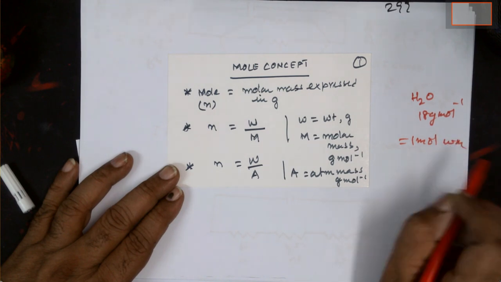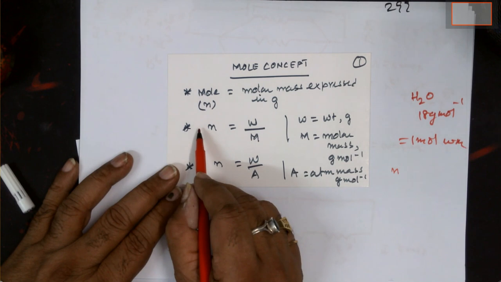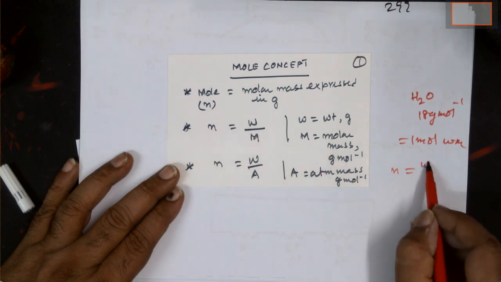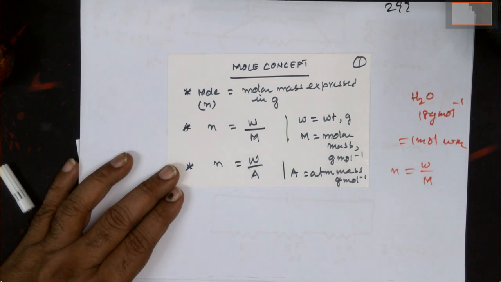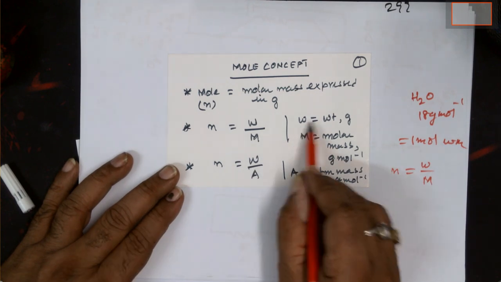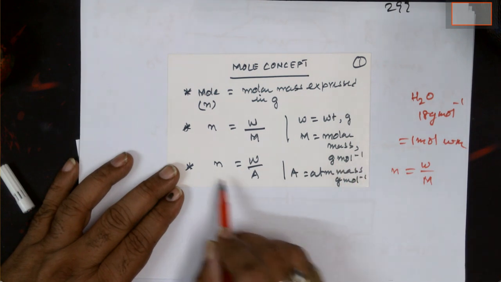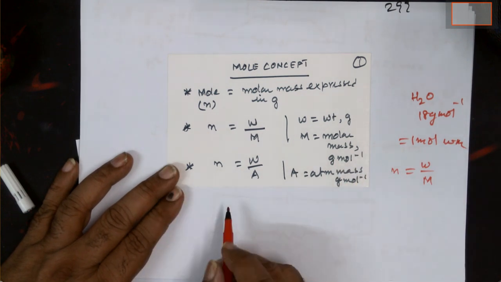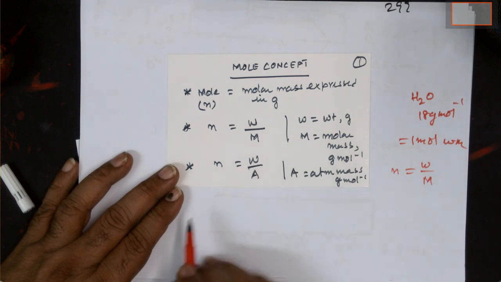Do you understand? So n is represented as weight divided by molecular weight, W by M, where weight is given in gram and molecular weight is given in gram per mole. And in case of an atom, you have to consider the atomic mass, W by A.